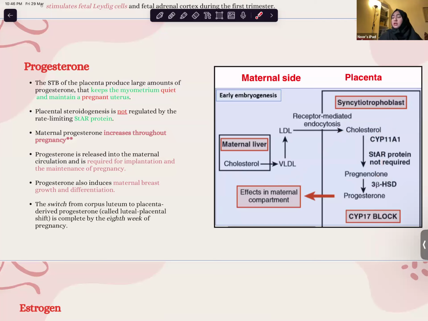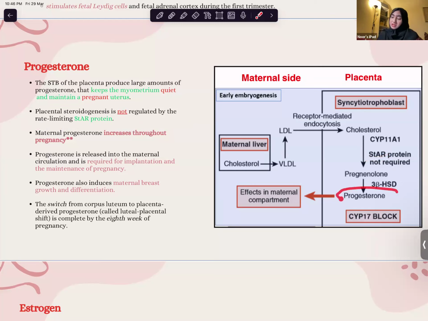Now remember one thing: this conversion of cholesterol to progesterone does not require the StAR protein. StAR protein is the protein that is basically involved in steroidogenesis, for example, in the adrenal gland, the testes, or the ovary, but in the placenta, it does not require StAR protein. So this point is very important. Whereas if this steroidogenesis was occurring in other areas, for example, like I said, ovary, testes or adrenal gland, it would require the StAR protein.